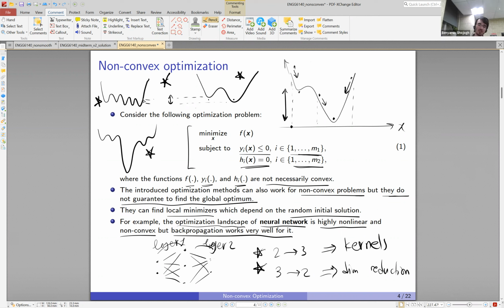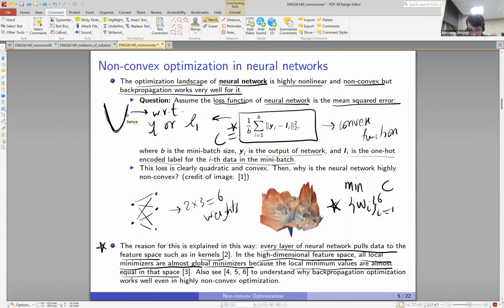This is rare. This is more often. This happens more often in neural networks. That was the reason. And you can see paper 3 for that, also paper 4, 5, 6. We'll see the references at the end to understand why backpropagation optimization works well in highly non-convex optimization.